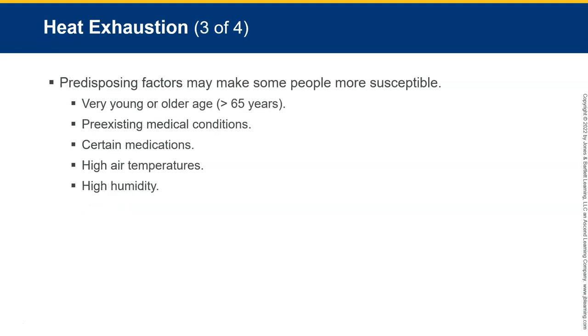Predisposing factors may make some people more susceptible. So very young or older age, pre-existing medical conditions certainly can do that. Certain medications have some real issues with heat as well. High air temps, high humidity. With that high humidity, it reduces the ability to lose heat through evaporation because the air surrounding is just so thick.